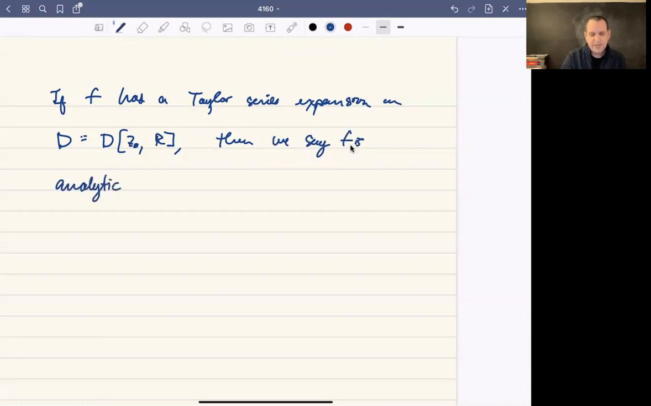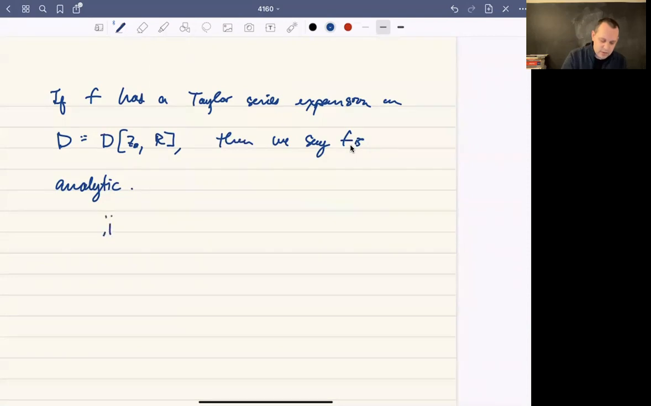So analytic means that f has a Taylor series expansion, meaning that you can write f as a power series, and the power series has the usual formula. So if f has a Taylor series expansion, we call it analytic. What we have just shown in the previous videos is that every analytic function is holomorphic. Okay, so if it has a Taylor series expansion, it's holomorphic. If it's holomorphic, then it has a Taylor series expansion.